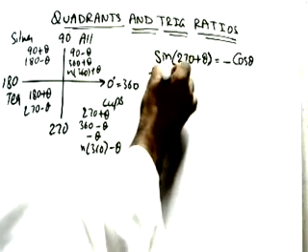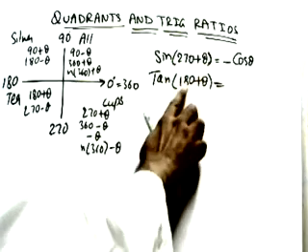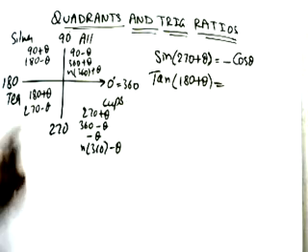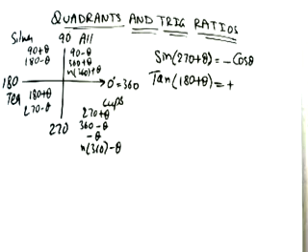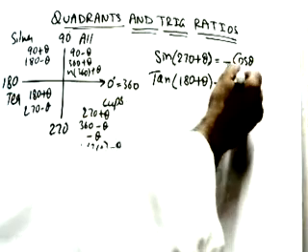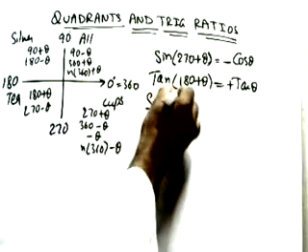Now a few more examples. Tan of 180 plus theta. First we have to see the quadrant. 180 plus theta is the third quadrant. So in the third quadrant, tan is positive. T means tan here, positive. And for 180 plus or minus theta, there is no change. So you write as it is, tan theta. So this is the formula: tan 180 plus theta is tan theta.